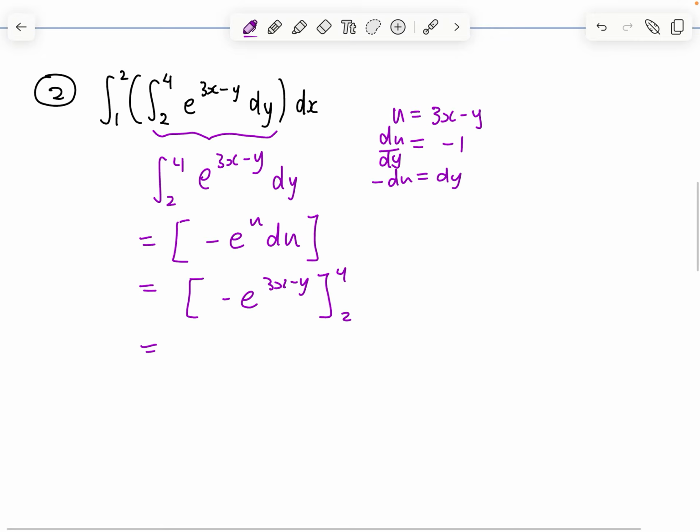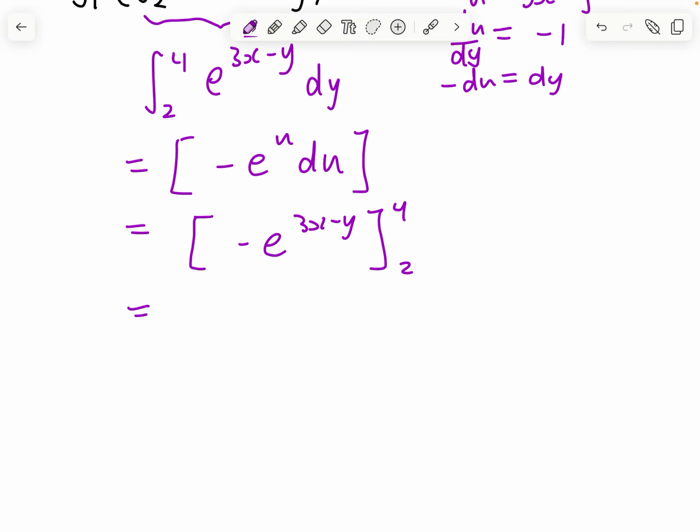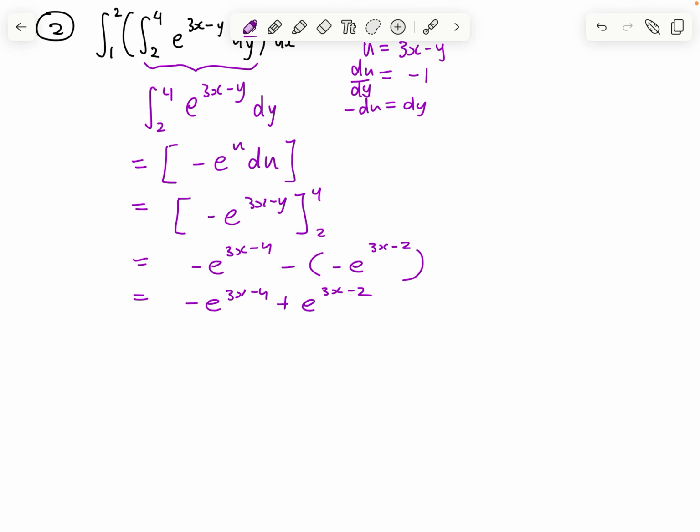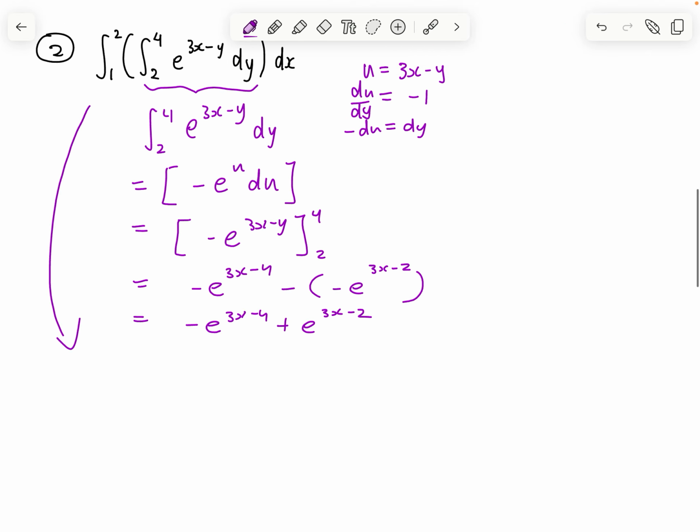Anyway, now we can try plugging in the values. So we have -e^(3x), remember it's with respect to y, so we only care about y, so negative 4 minus e to the power of 3x minus 2, which is basically negative e^(3x-4) plus e^(3x-2). And now the second step is to plug this into here.